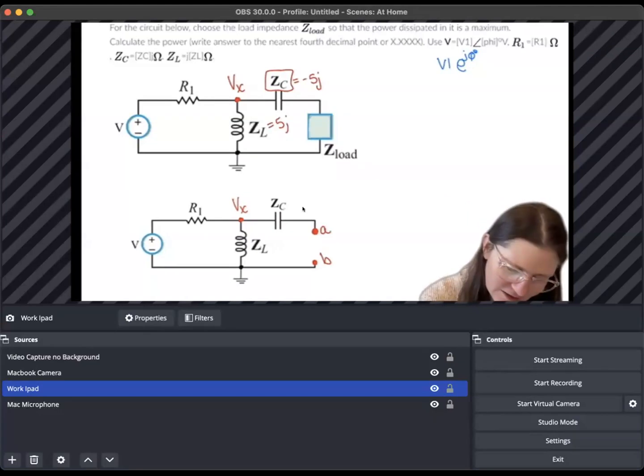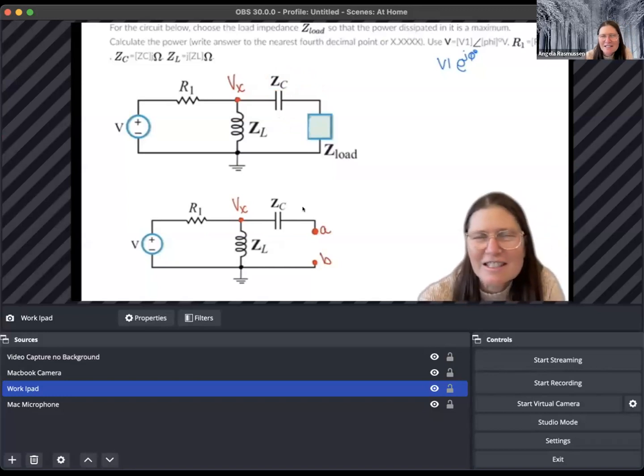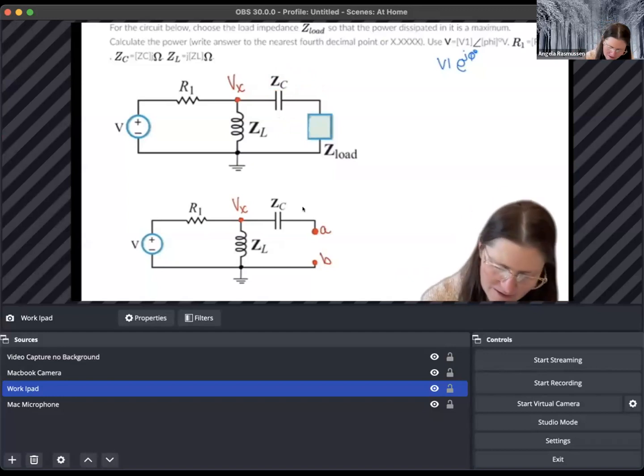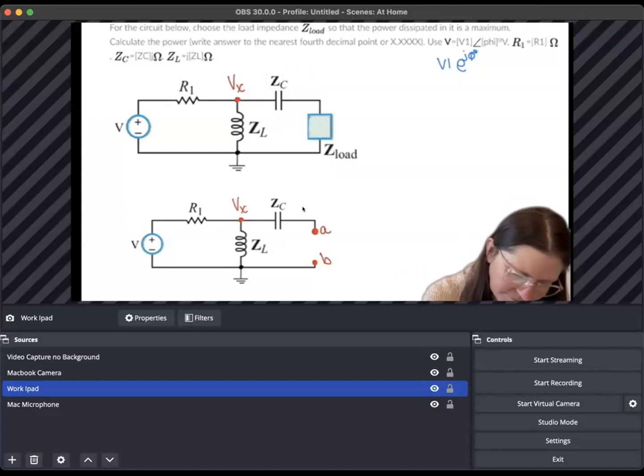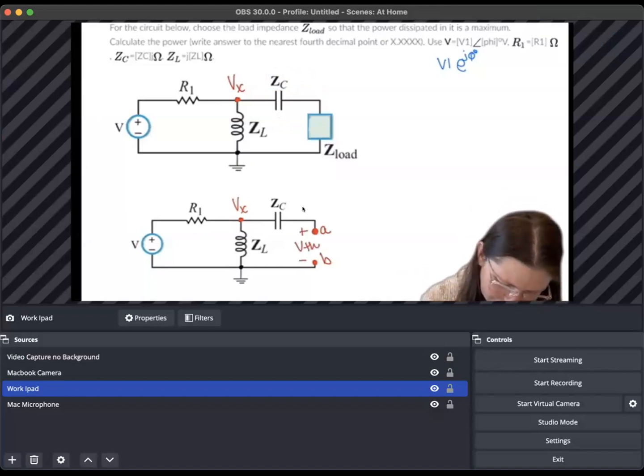Yeah, I think we could just use the bolded portion. You can treat ZC as like a minus 5J. All right, that makes more sense. I'll just treat them as themselves. Good strategy.